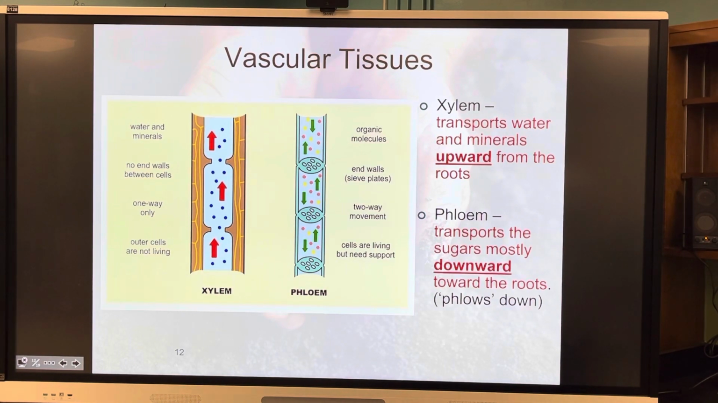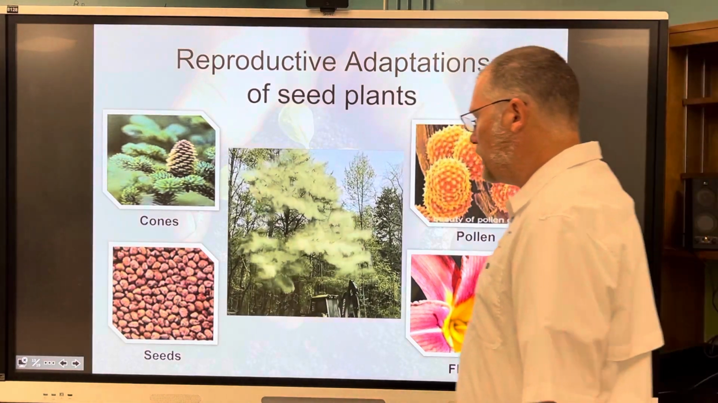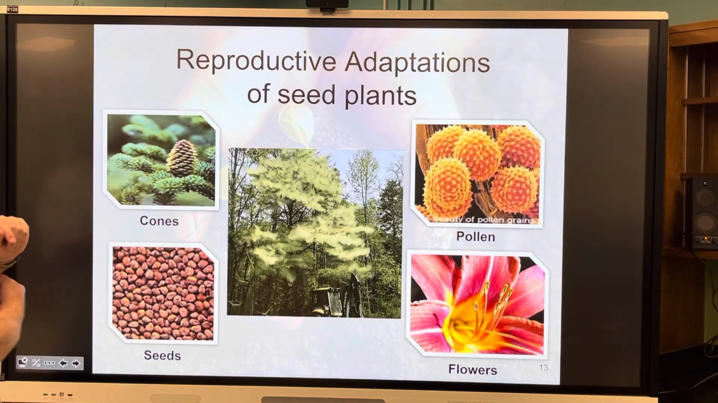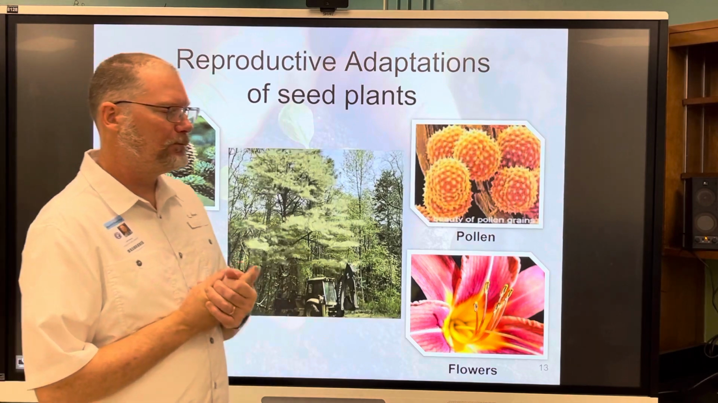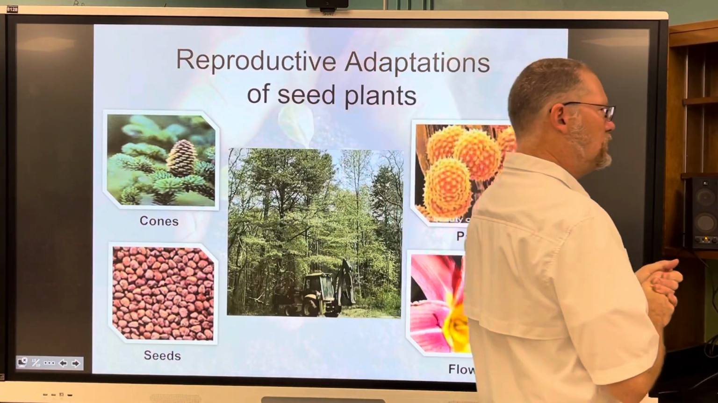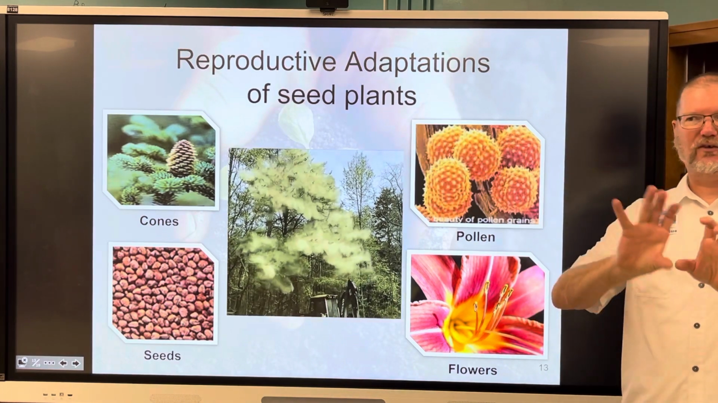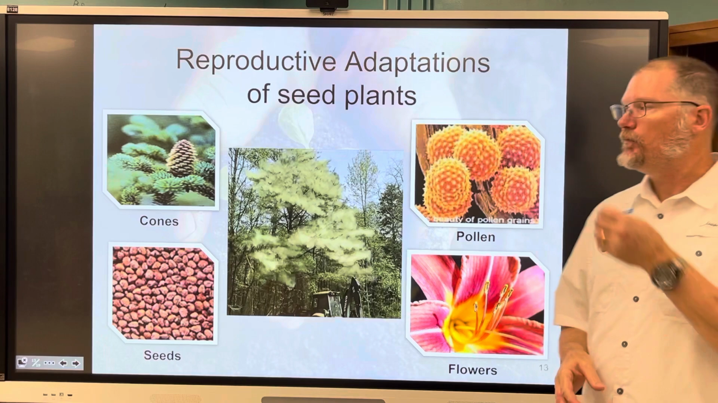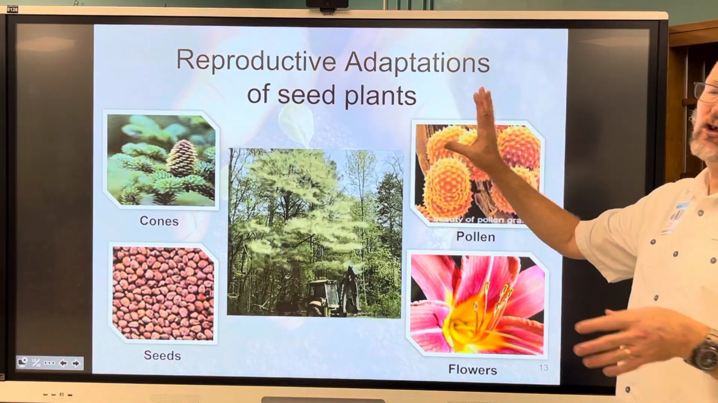So now we're at the bottom of page 3, slide 13, and we're going to talk about some reproductive adaptations of seed plants, but we're not going to get too deep into it right now because we do have to talk about sexual reproduction as well as asexual reproduction, but that is a different unit. I'm just talking about the anatomy of plants right now, okay? So we're not going to get too deep into that material. But I am going to show you just some of the adaptations.